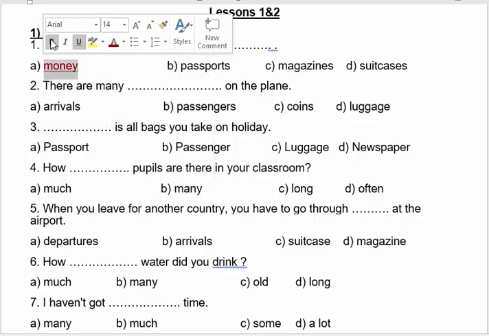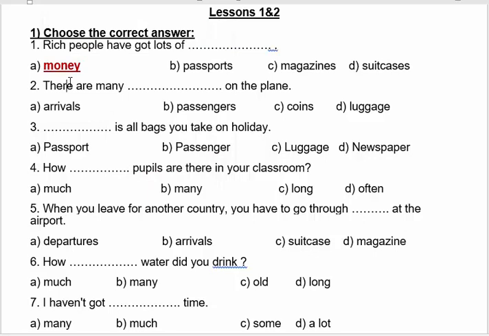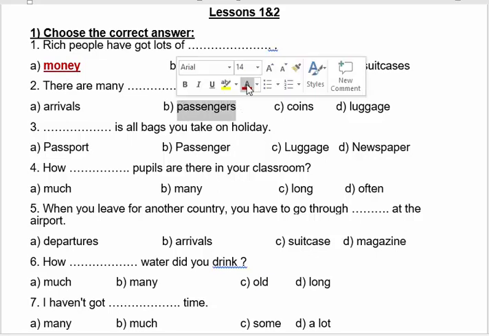So the first answer will be money. Number 2, there are many what on the plane? Arrivals, passengers, coins, luggage. There are many on the plane. So take your time to be able to answer. Yes, excellent. The answer will be passengers. There are many passengers on the plane.